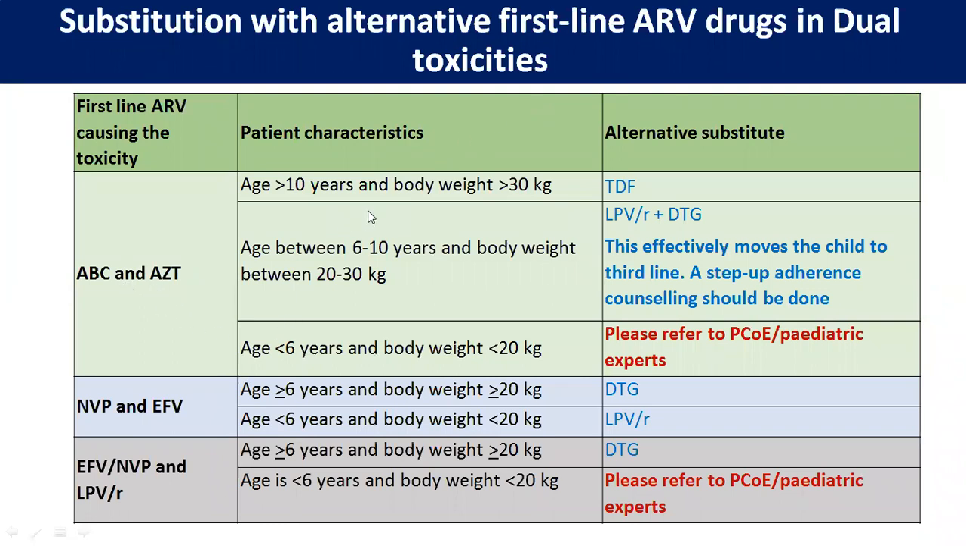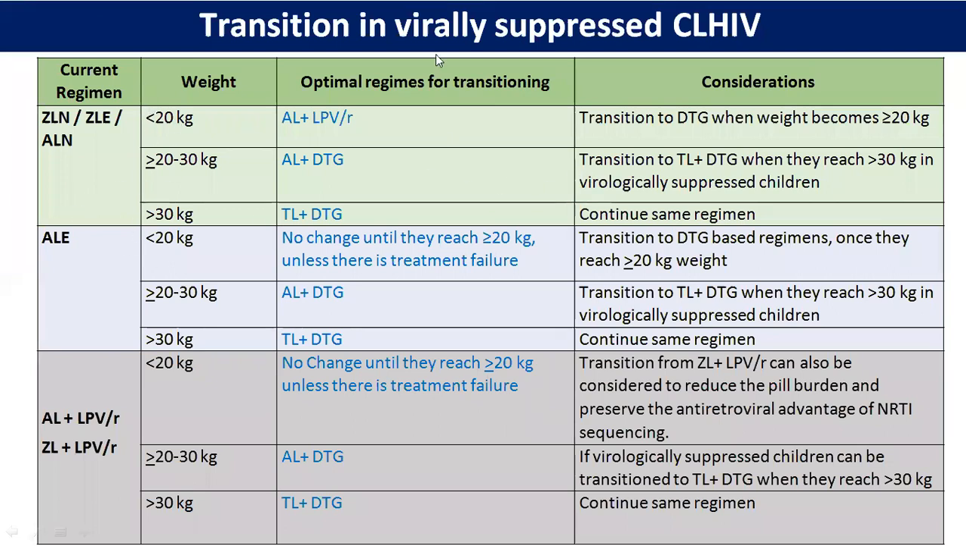I already said this, I'm not going into detail again. There's the repetition, transition, and virally suppressed. So if you want to transition the drugs in virally suppressed, you have to see the viral load. Whenever you want to change the drug, you have to check the viral load and viral suppression. Then the first preference is TLD. If not eligible for tenofovir, then go to the next preferred drug. If again dolutegravir is not appropriate, then go for the ALPVR.